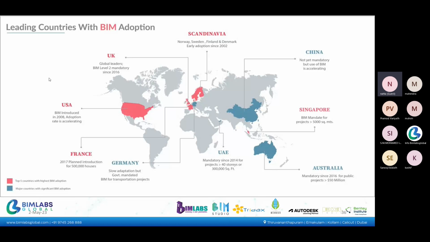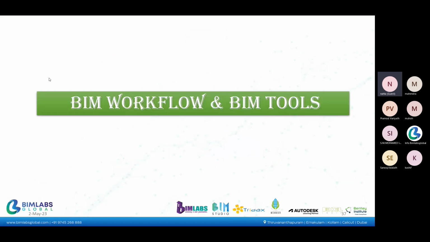So even now we have to grow, we have to incorporate building information modeling in all the projects that we do. That's the level of construction that we have to reach, because building information modeling has got all the energy analysis and sustainability features. The US has made BIM mandatory since 2014 for projects greater than 40 stories or 3 lakh square feet. So these are the several countries that have made BIM mandatory.